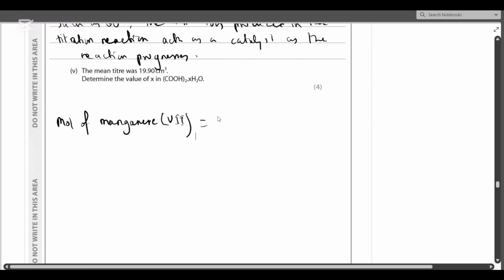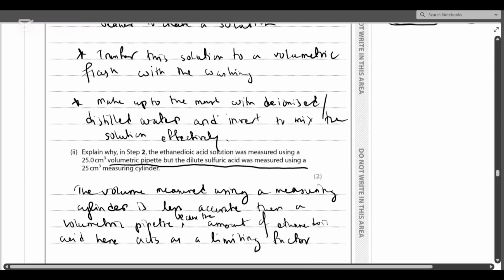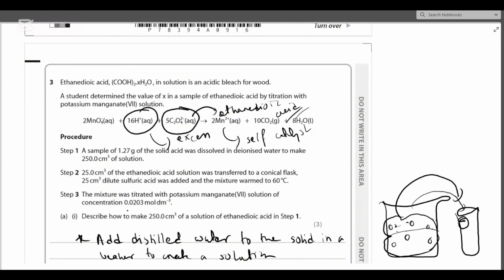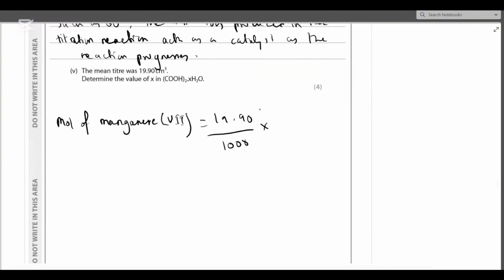We can easily just divide it by 1000 and convert it into dm cube, and then multiply by the concentration of potassium manganate 6 solution, which we can see clearly above right here, 0.0203. So we can just write it down right here, that is about 0.0203, and you will be able to get the value, which is about 4.0937 times 10 to the power minus 4 mole. So that is the moles of the manganese ions.